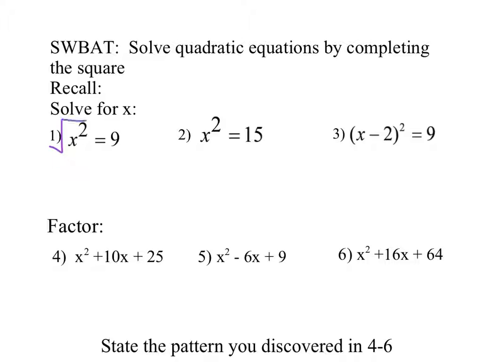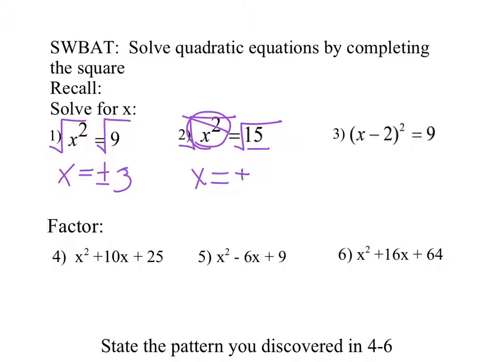Okay, and when you do that, you take the square root. X equals plus or minus 3. Same deal for all of these. If this is a perfect square and this is just a number, we can take the square root and figure out what x is. Remember, the square and the square root cancel themselves out. We can do plus or minus radical 15.